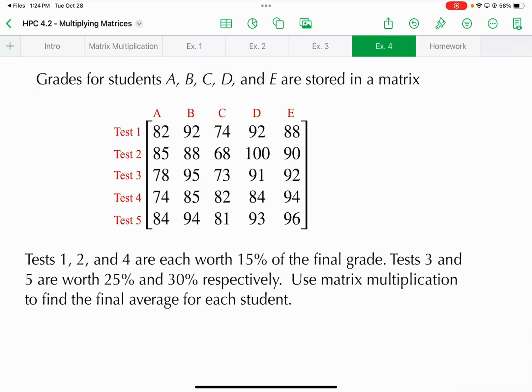If we take your grades and put them in a matrix, it's going to look something like this. So grades for students A, B, C, D, and E are stored in a matrix, these 5 students. Tests 1, 2, and 4 are each worth 15% of the final grade. Tests 3 and 5 are worth 25 and 30% respectively. Use matrix multiplication to find the final average for each student.